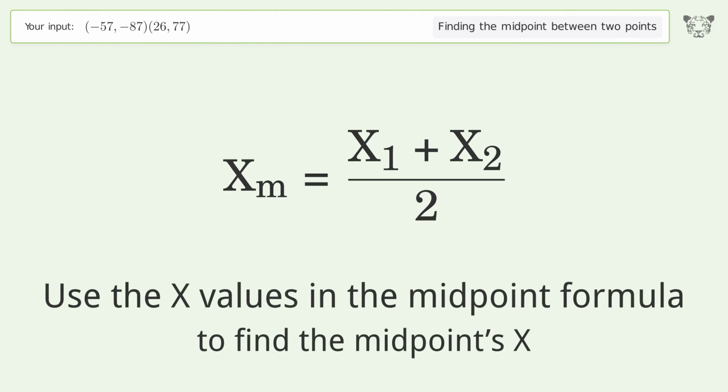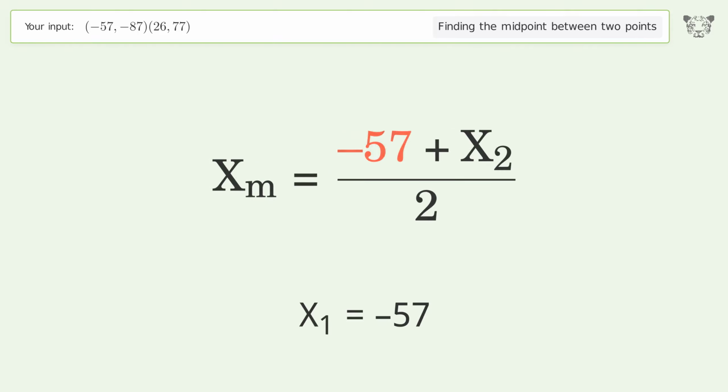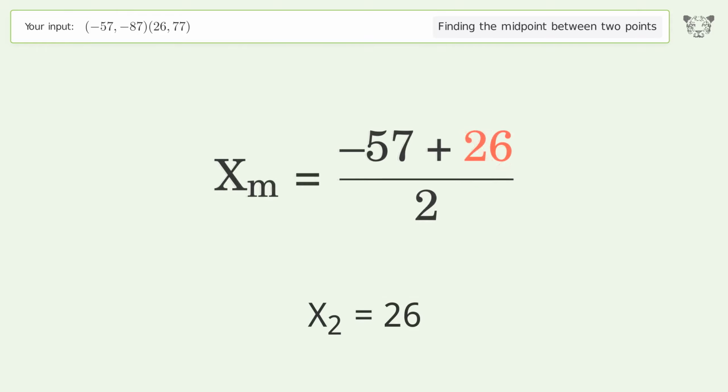Use the x values in the midpoint formula to find the midpoint's x. x1 equals negative 57. x2 equals 26. Simplify the arithmetic.